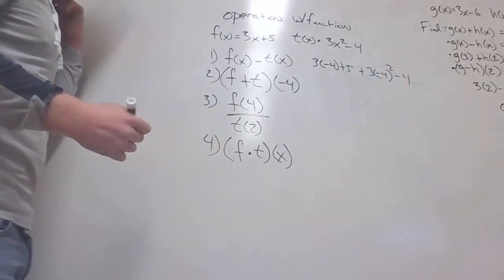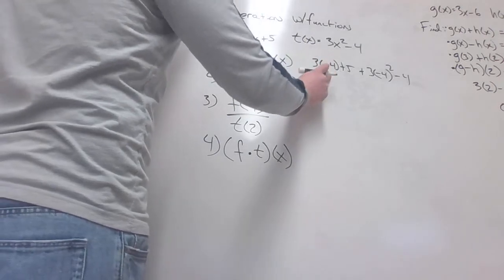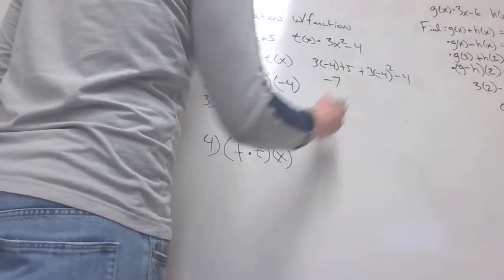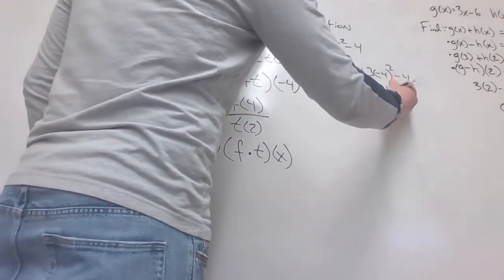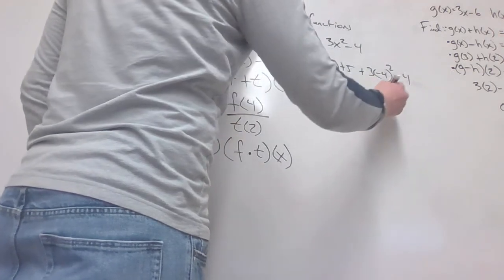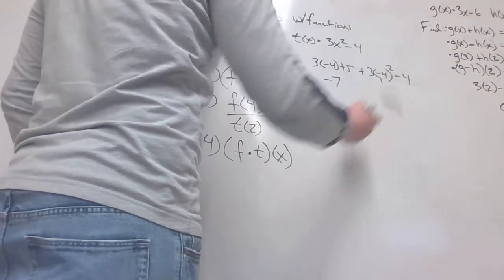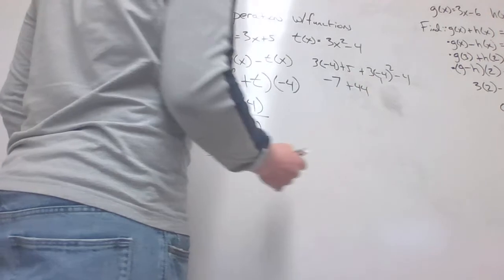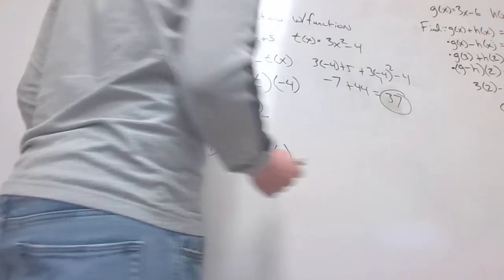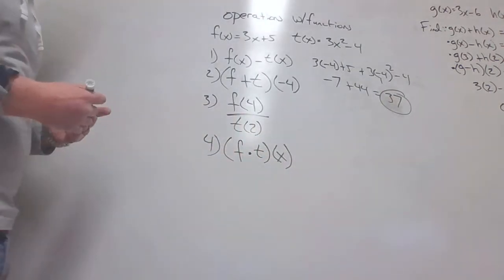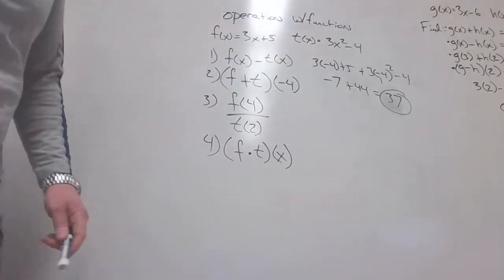All right. Now again, know your stuff. 3 times negative 4 is negative 12. Negative 12 plus 5 is negative 7. Negative 4 squared is 16. 16 times 3 is 48. We know this is 48. 48 minus 4 is 44. So negative 7 plus 44 is positive 37. It's that basic. Okay, just take your time, know what this means. Input is negative 4 for both of those x's, then just carry out the math.